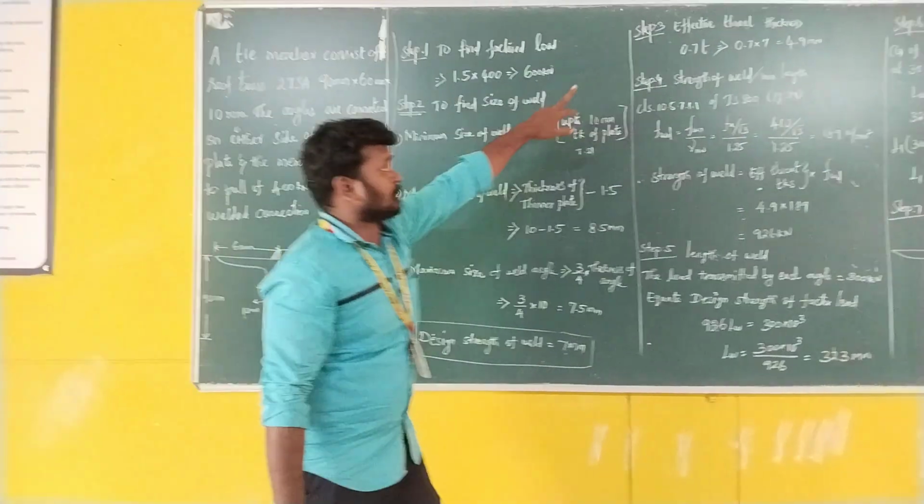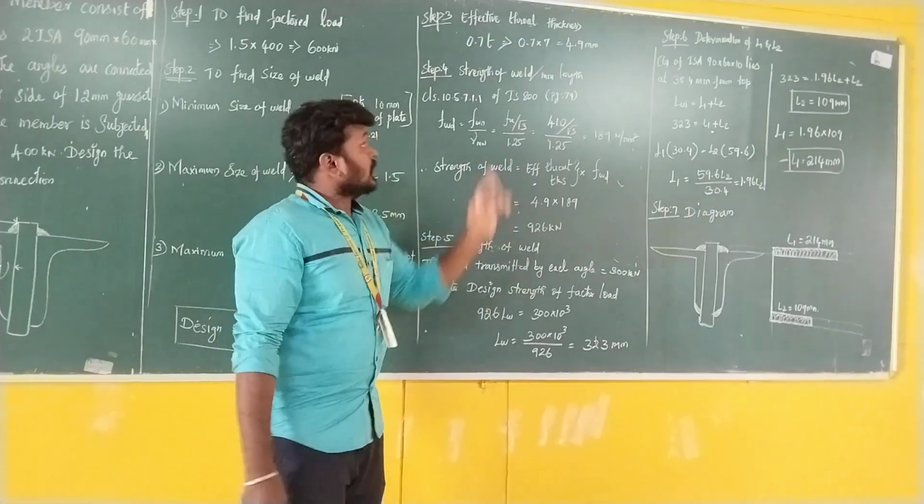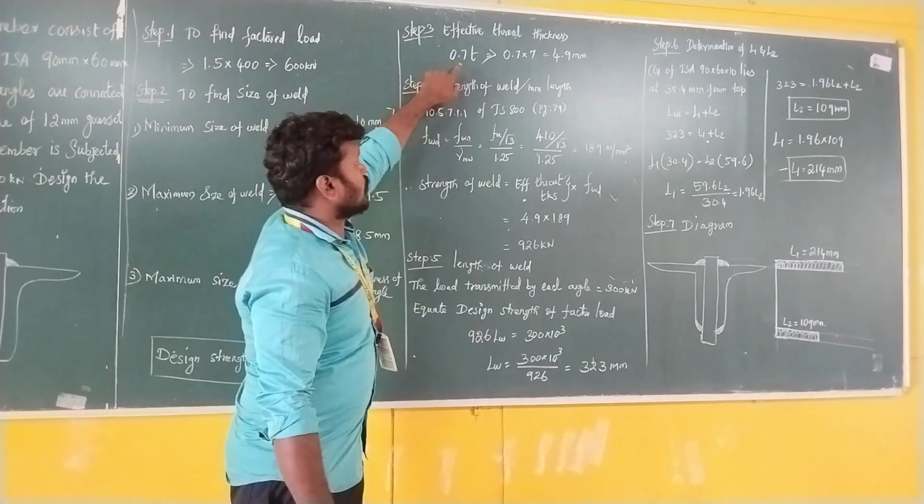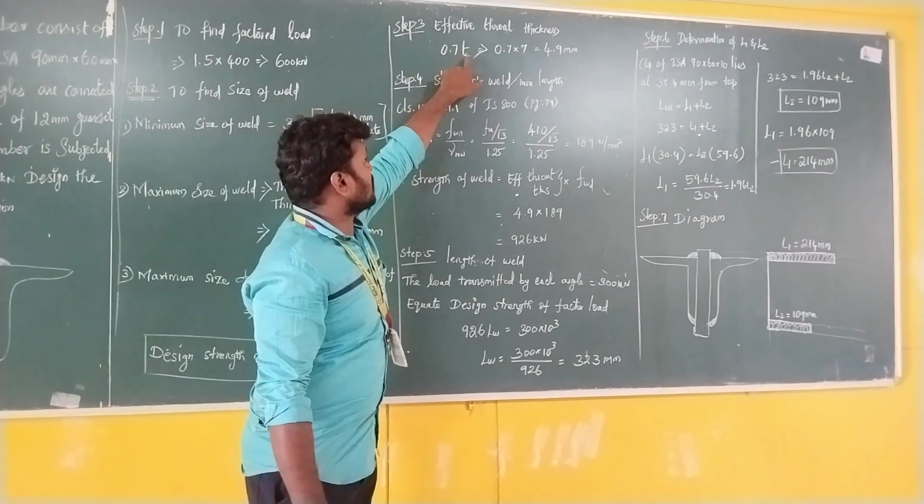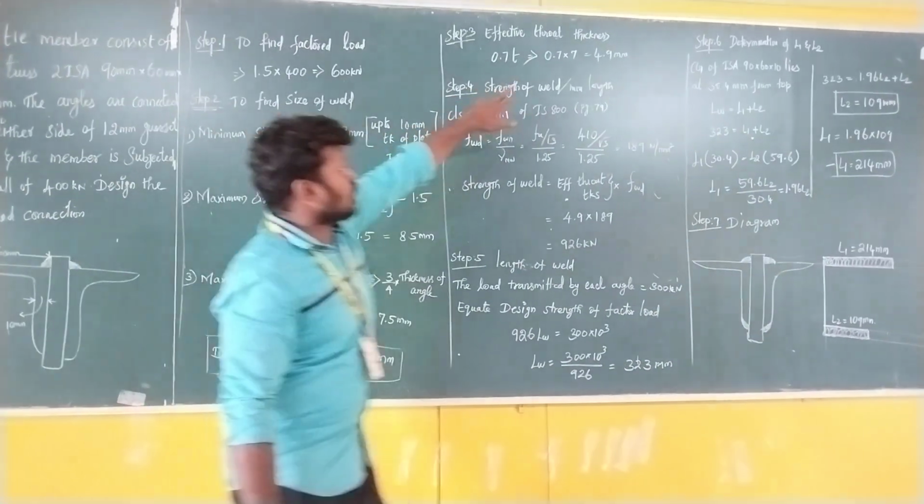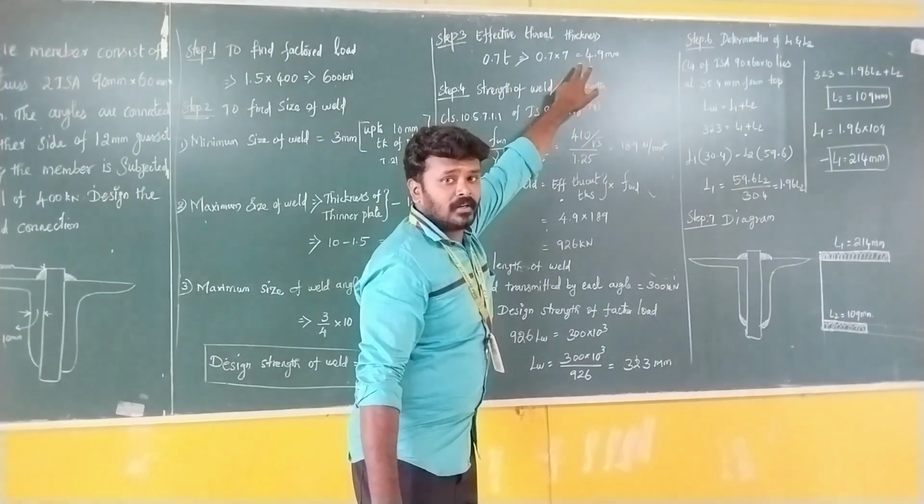Right? Next, step 3, effective throat thickness. This effective throat thickness is taken from IS 800. The value is 0.7 into t, where t is the size of weld, 7 mm. So 0.7 into 7 is 4.9 mm.